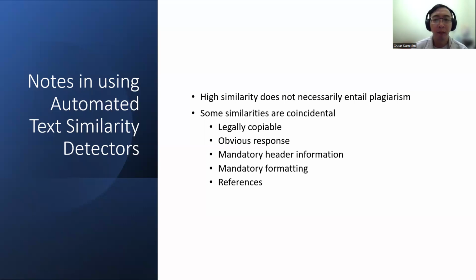The next one is mandatory formatting. For example, we will have abstract, introduction, and the introduction should be blah, blah, blah, and related work should be blah, blah, blah. That might result in coincidental similarities.